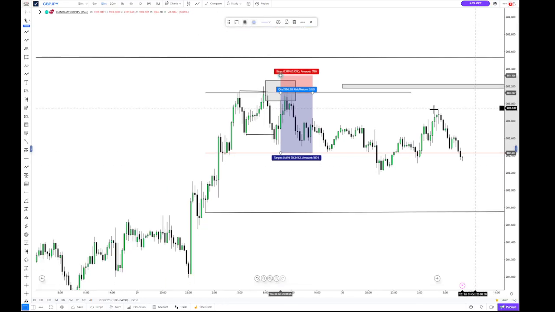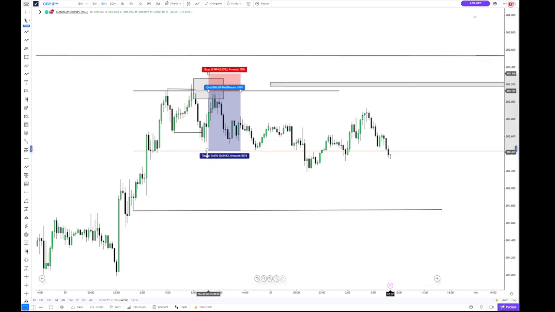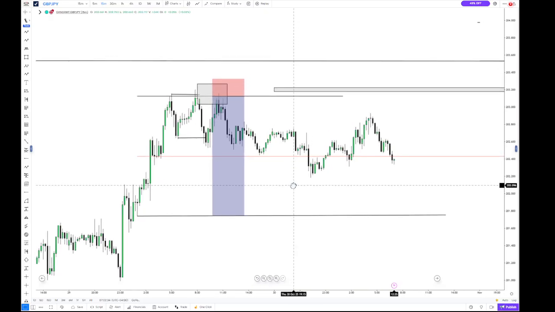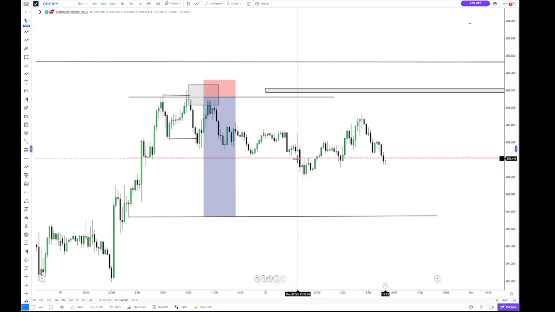But for me, I do recommend you target the 50% first, you set to break even, then the running positions, you target the full range, the buy side liquidity, right? Because sometimes the market can reverse at the 50% area, right?